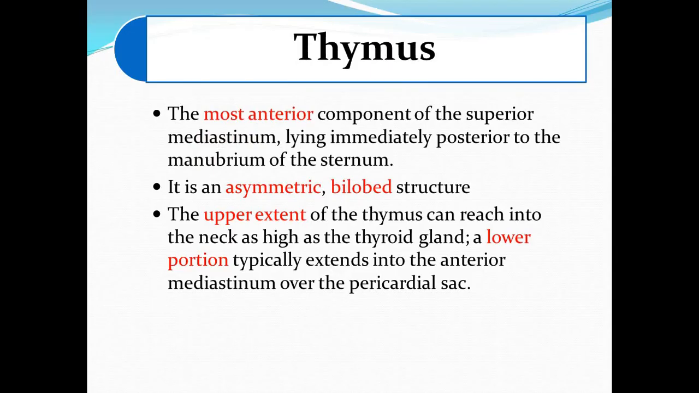Let's talk about the thymus. The thymus is the most anterior component of the superior mediastinum. So when we see a pathology of the superior mediastinum, especially at the most anterior part, we should think of the pathologies of the thymus gland. It lies immediately posterior to the manubrium of the sternum, and anatomically it has two lobes, but they are asymmetric. It can extend superiorly, can reach the neck as high as the thyroid gland, and it can extend inferiorly into the anterior mediastinum over the pericardial sac.